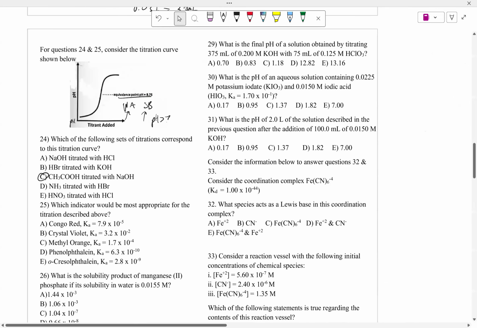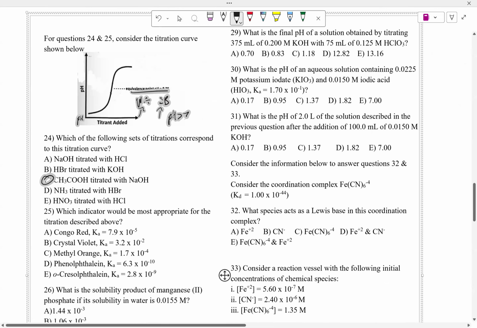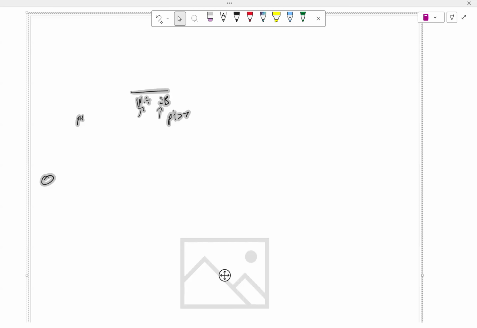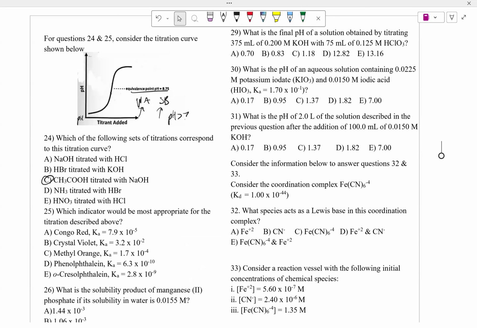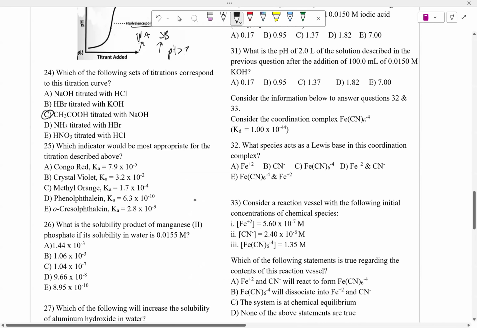With question 25 now, we're going to be asked what indicator is very important for finding that equivalence point. And so we're going to be given a bunch of indicators here. Yeah, we have all these indicators and they usually will give us a Ka value. And so they're going to be asking, what's the most appropriate one? My strong advice would just be to do the negative log of these Ka values, because pH is equal to pKa.